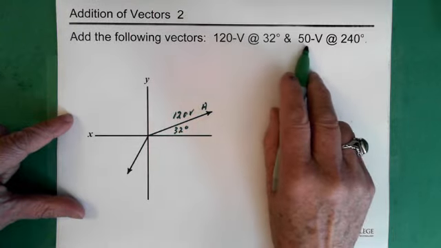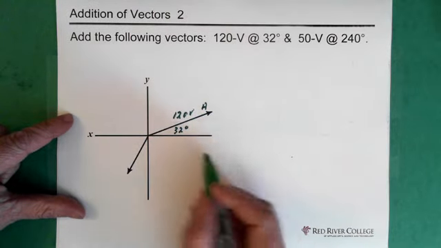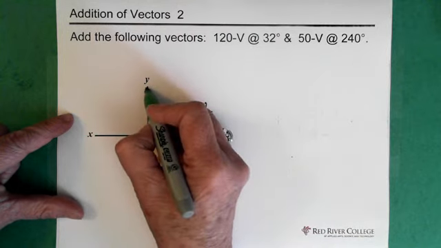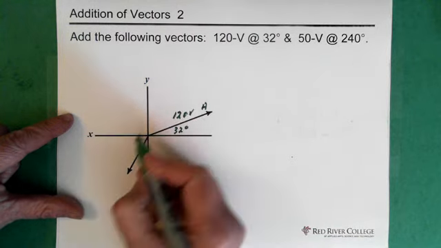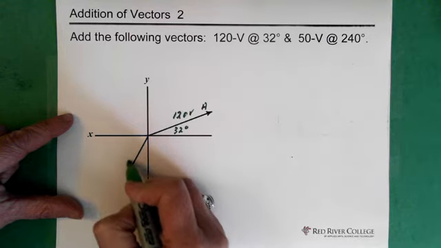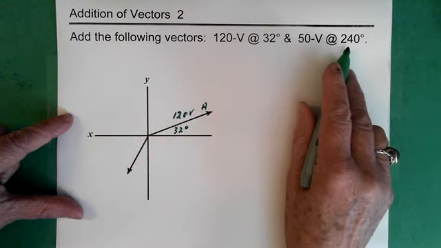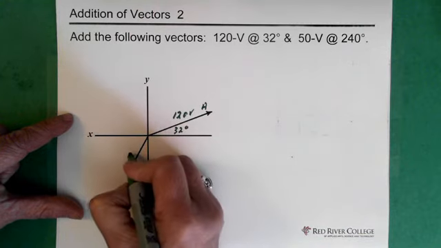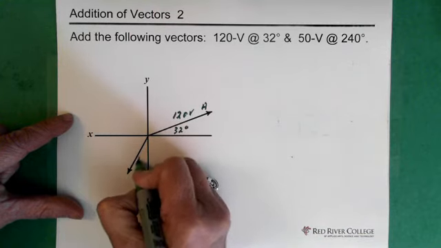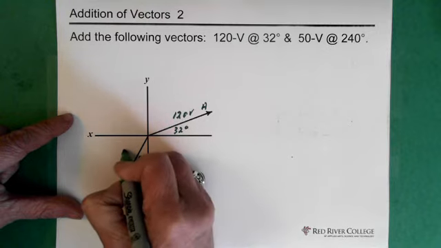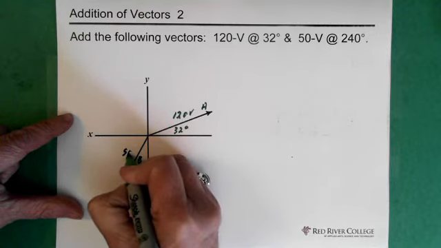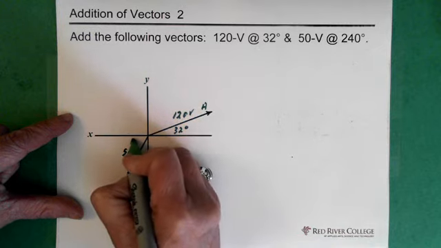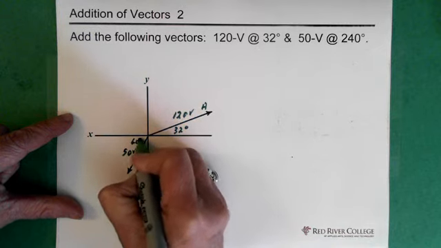And we have 50 volts at 240 degrees. We know that this point here is 0 degrees, here we're at 90 degrees, 180, so we go another 60 degrees to get to 240 degrees. So that's where the 50 volts is, right here. Let's call this vector B. There's our 50 volts. And this angle here is 60 degrees.